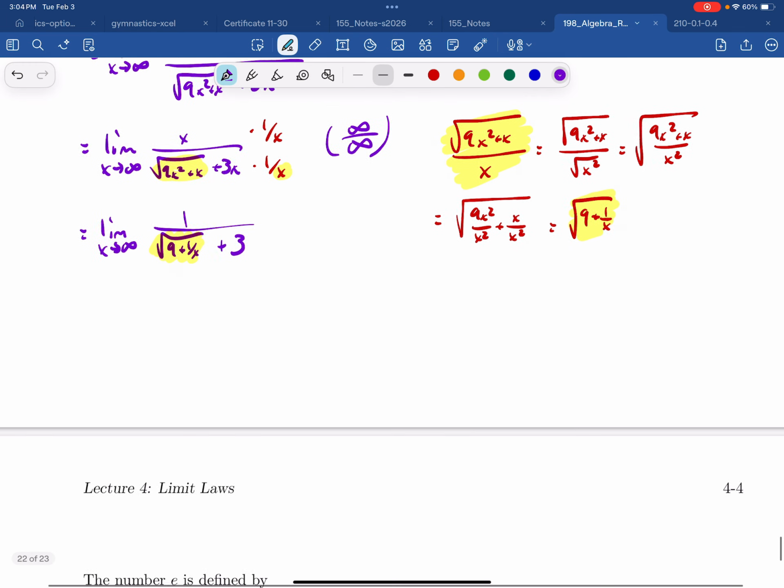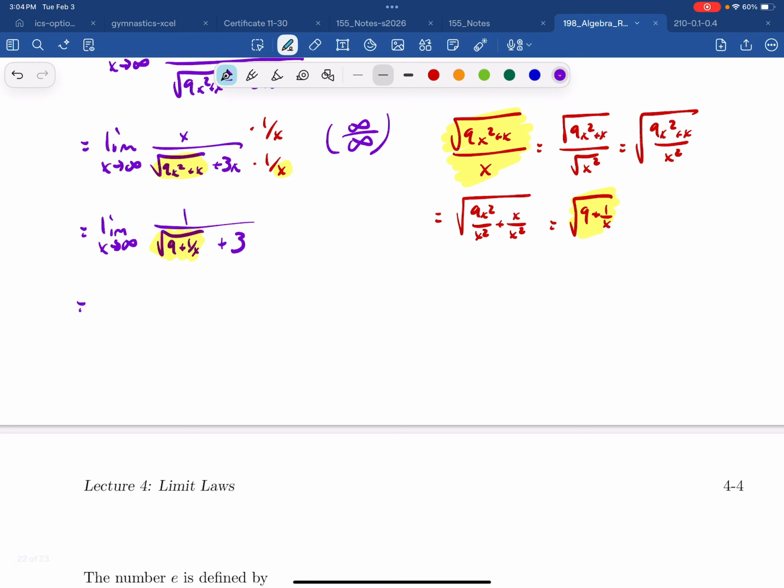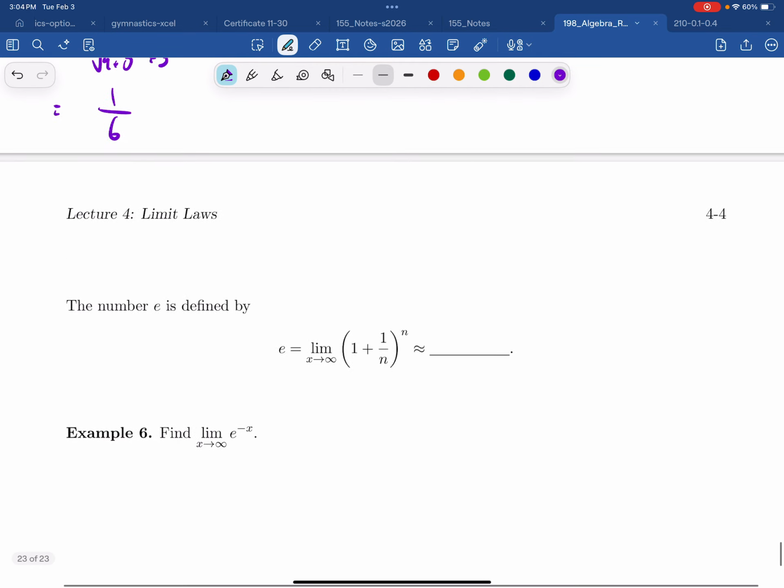Just get that right. And now at this point, we can plug in infinity, so to speak. We technically don't plug in infinity; it's not a number, but we can imagine x increasing without bound. 1 over x goes to 0, so we get 1 over the square root of 9 plus 0, and then plus 3, and then this winds up being 1/6. And that's our answer, 1/6. Again, we needed limit laws, right? This is where we use limit laws. Okay.